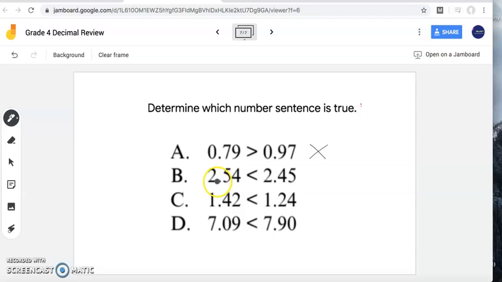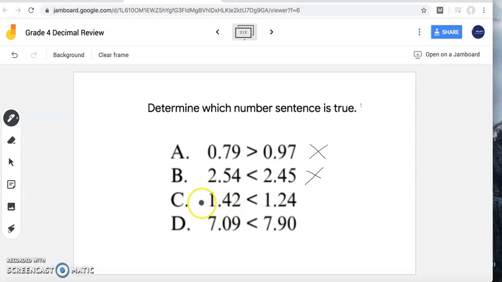Now I'm going to look at this one. It says 2 and 54/100ths is less than 2 and 45/100ths. I look at my ones, I see that they're both a 2. I look at my tenths, I see this is a 5 and this is a 4. Therefore, 2 and 54/100ths should be greater than 2 and 45/100ths. So this cannot be an answer choice.